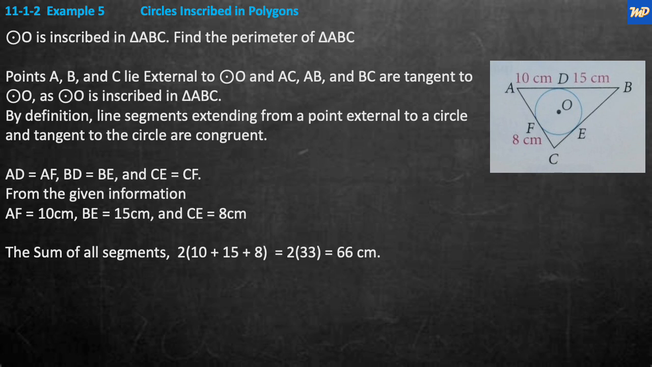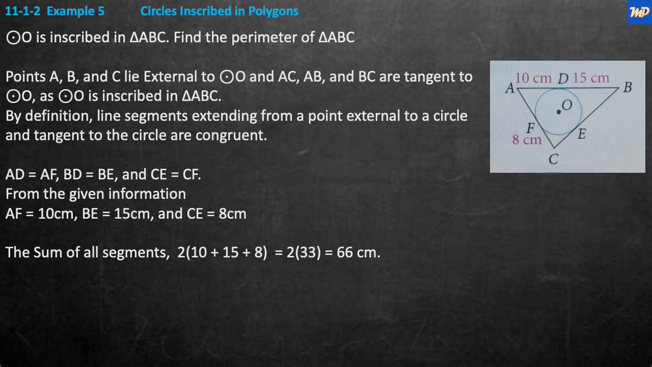So we're starting here. Let's see what it says. Points A, B, and C lie external to circle O, and AC, that's the long line, AC, AB, and BC are tangent to circle O, as circle O is inscribed in triangle ABC. That's the rule. That's our theorem here. By definition, the line segments extending from a point external to a circle and tangent to the circle are congruent. So if they're congruent, that means that AD, I'll draw it right here so we see it.